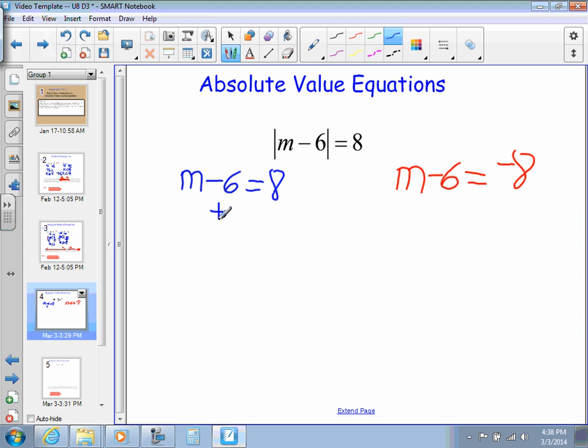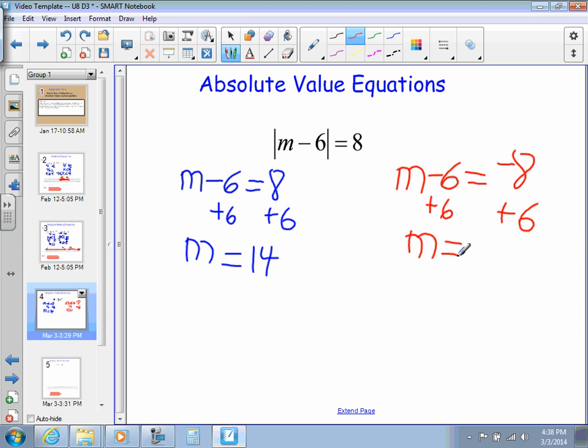So we're going to add 6 to both sides. Hopefully all of you caught me making that mistake. So now we have m equals 14. We go over to the other side. Again, we're going to add 6 to both sides. And we have m equals negative 2. Two very different numbers.